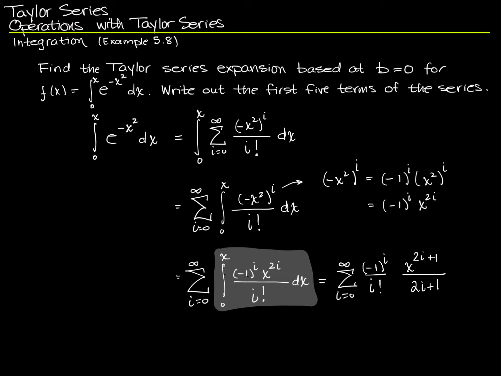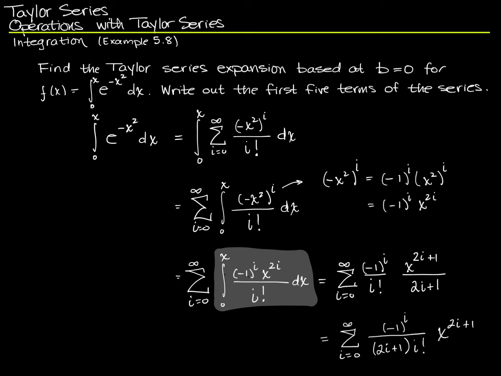And I can rewrite this as, if I want to, the sum, as i goes from 0 to infinity, of (-1)^i over (2i+1) times i factorial, times x to the power of 2i+1. That gets the factor with the x in it by itself here. That's what we've been aiming for.